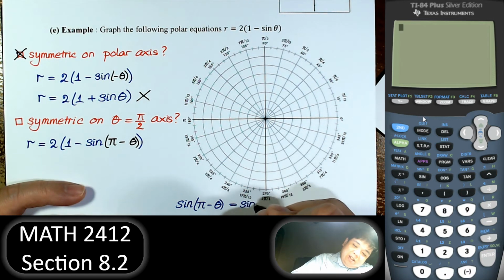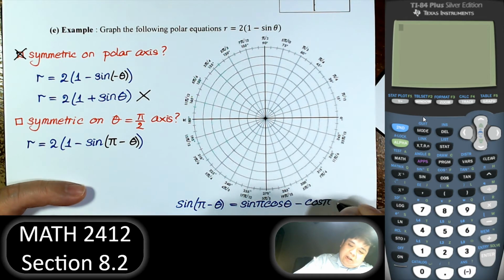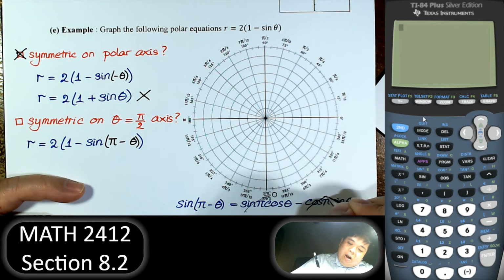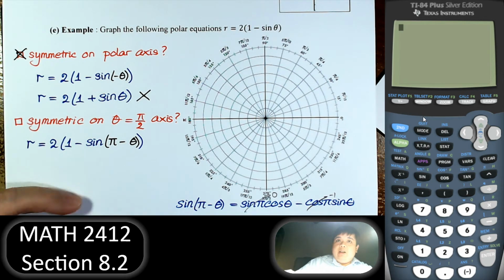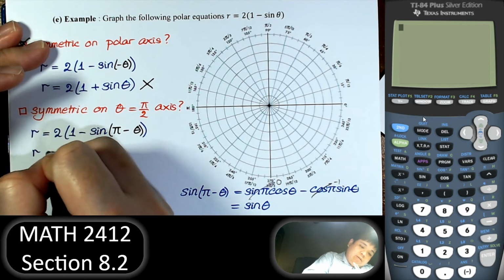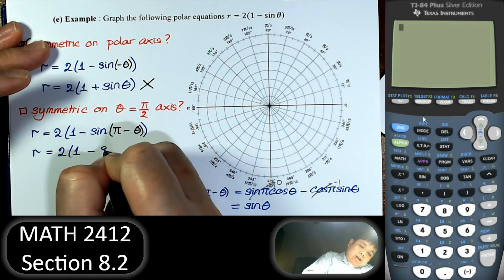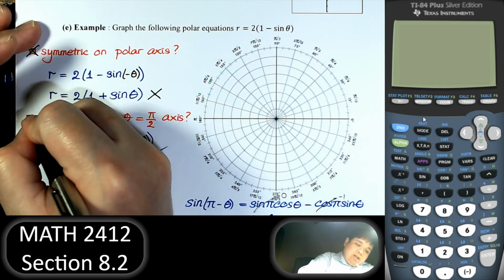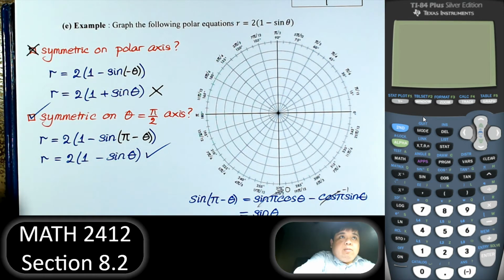So sine pi cosine theta minus cosine pi sine theta. Sine of pi is equal to 0, and cosine pi is negative 1. Negative 1 times negative is positive. So that gives us equal to sine theta. So when we replace that, we have r equal to 2 times 1 minus sine of theta. This is exactly the same as the original equation. So yes, this is symmetric on the axis theta equal to pi over 2.